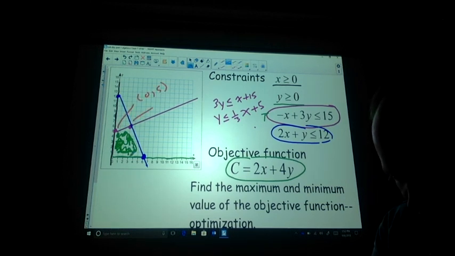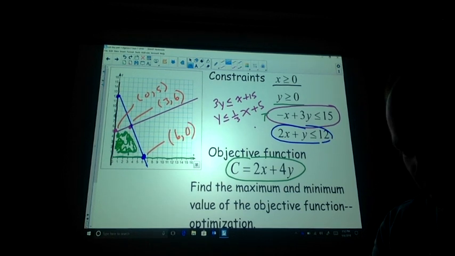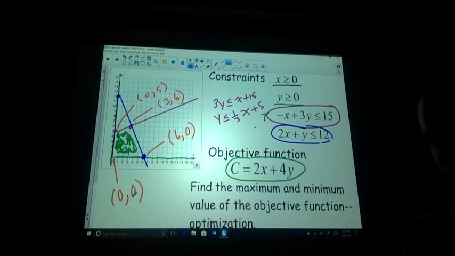This is the point, it appears to be (3, 6). Those are my corners. This is the point (6, 0). And then the real easy one, a lot of people forget, is (0, 0). So I'm going to take all of those and plug them into this equation to see which one gives me the max, which one gives me the min.